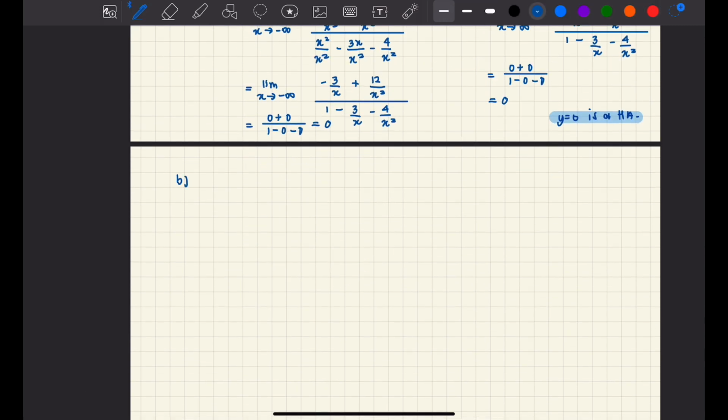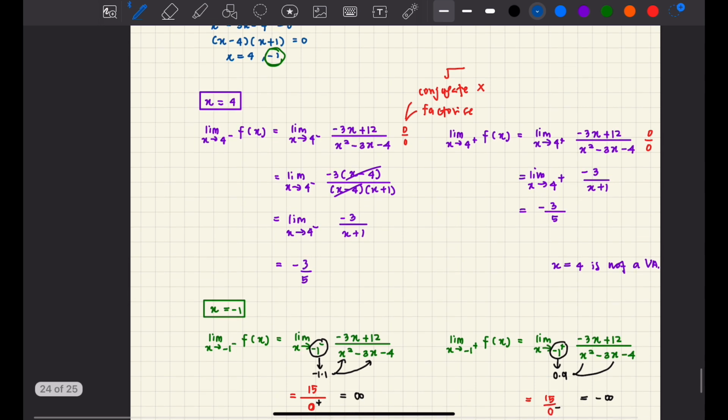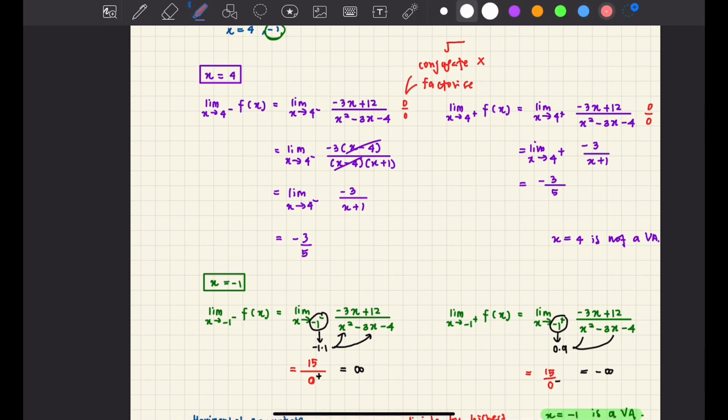So part B, we start with our vertical asymptote, x equal to negative 1, and our horizontal asymptote, y equal to 0. The next thing we are going to do is list all the limits, the value of our limit, our x, and what value the limit approaches. Let's highlight what we have. When the limit as x approaches 4, from the left, our answer is negative 3 over 5, and from the right, we also get negative 3 over 5. Let's write this one first.